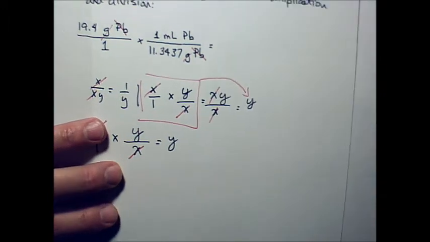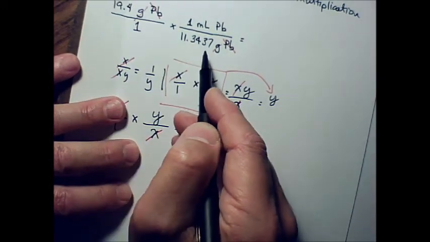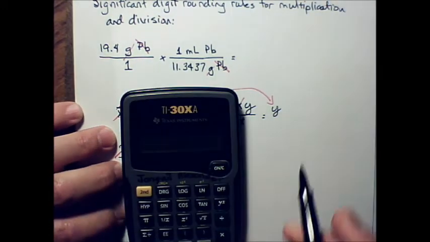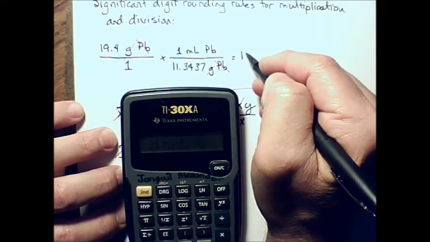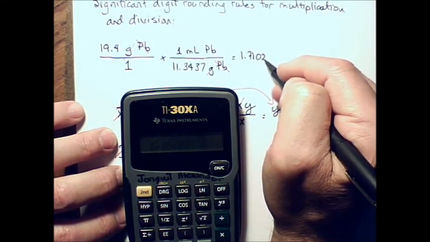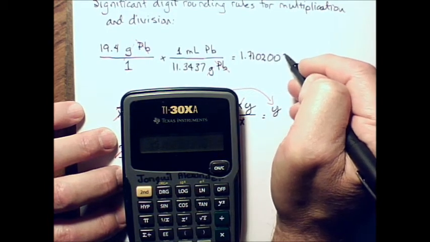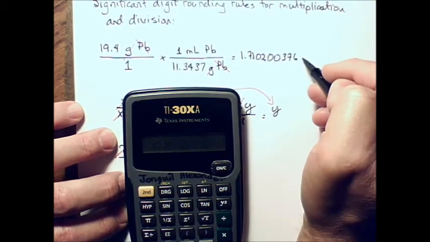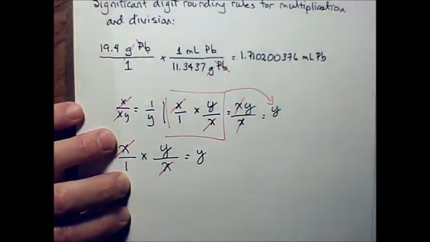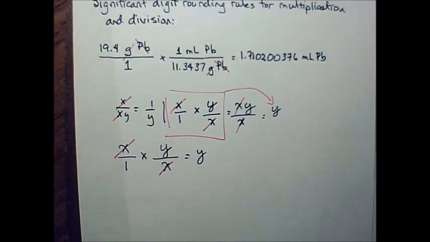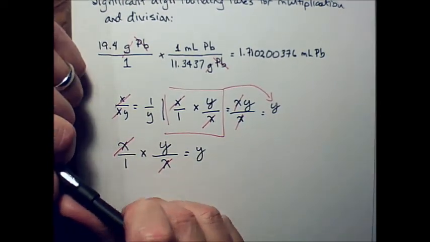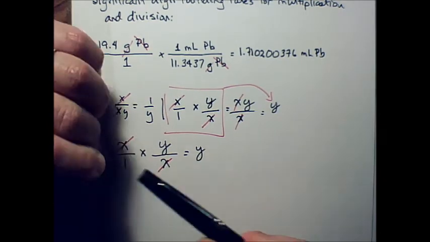So all I have to do is take this number and divide by that number. It turns out it's the same answer. 1.7102003 76. We do have to keep milliliters of lead in there. Now, we're going to round the number. We've got to do all this other stuff before we get there, but now we're ready to round the number.